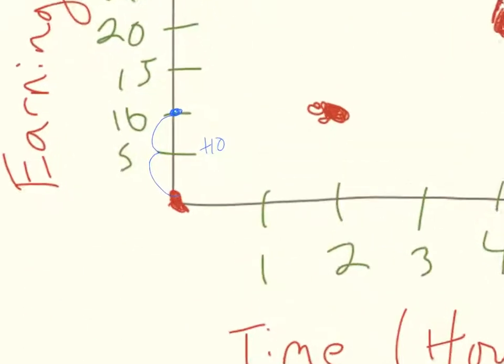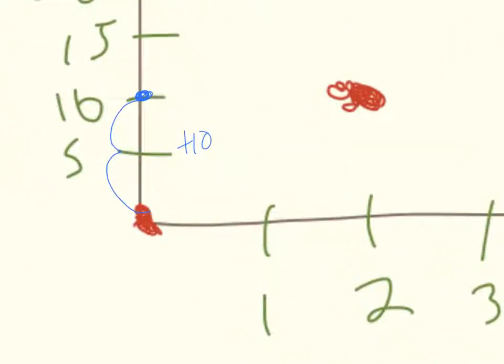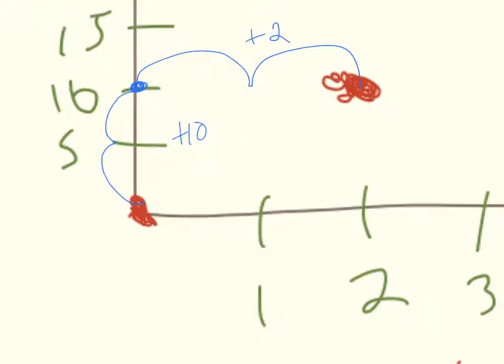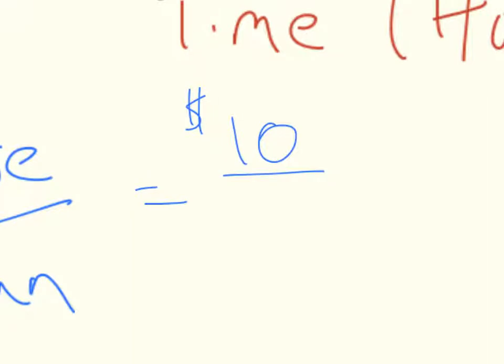Okay, let's see how much it ran. It would run from left to right, 1 space, 2 spaces according to this x-axis. So that would be an increase of 2 hours. So rise over run would be 10 over 2, or $10 for every 2 hours. You could simplify that, and you would find that you are basically making $5 for every 1 hour of work.